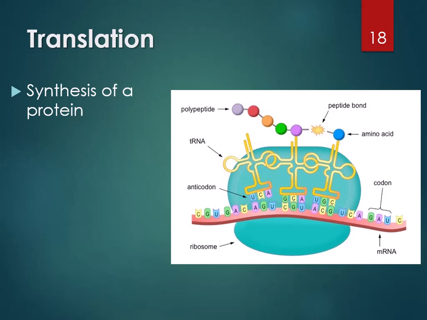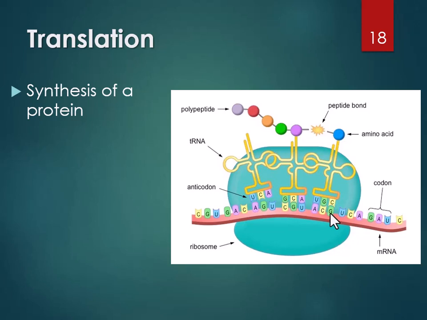And when it sees, like this one here, ACG, when it sees that one right there, a tRNA with the matching anticodon drops off whatever amino acid is coded for by ACG. Remember, tRNA is the transfer RNA, and it's transferring an amino acid to the ribosome.